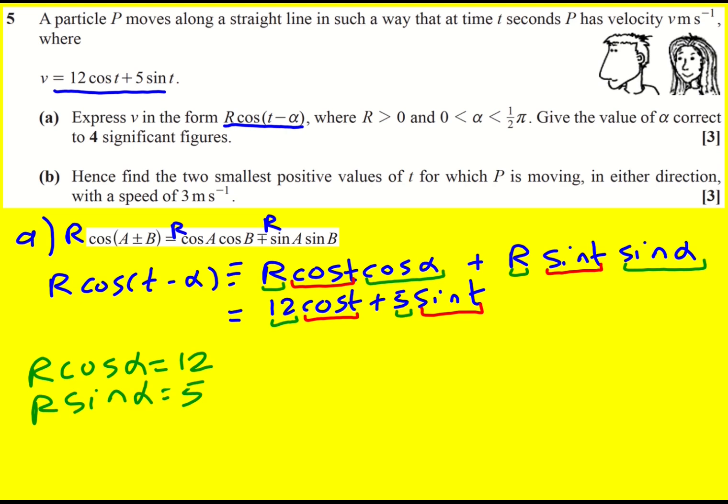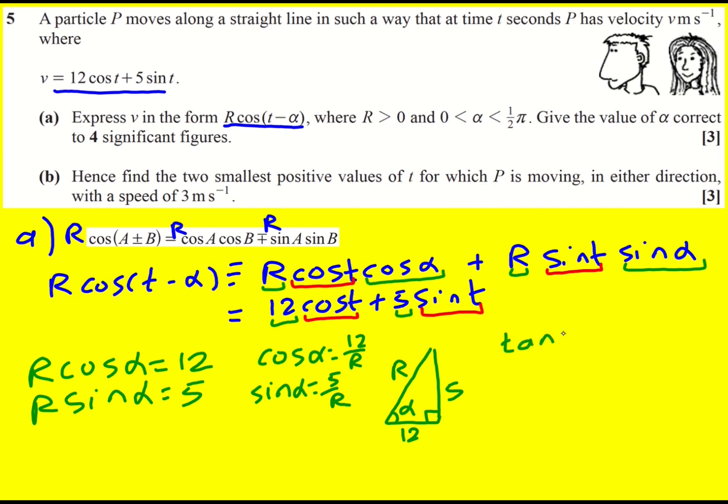There's a couple of ways of dealing with it here. One that I've become quite happy with when I'm doing it in my teaching is to rearrange the first one. So cos alpha is 12 over r. Let's label this alpha, and then this is going to be 12, and this is going to be r. We can do the same over here. Sin alpha is 5 over r. We've created ourselves a little triangle from which we can see that tan alpha is equal to 5 over 12. I can get alpha from that.